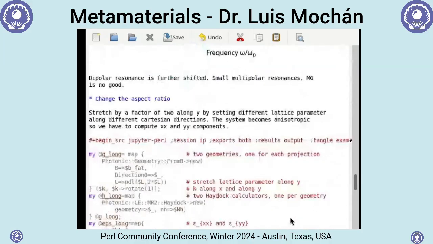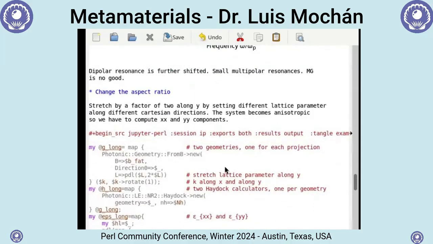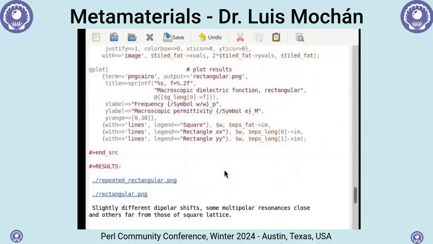I can change the aspect ratio of the system by stretching the lattice parameter along one direction, which I do with this, the lattice parameter. I introduce this number 2 here. So let me run this code. Took a little bit longer. It takes about twice what it took the previous time, because now I'm calculating the response along 2 directions, as the system is no longer isotropic.